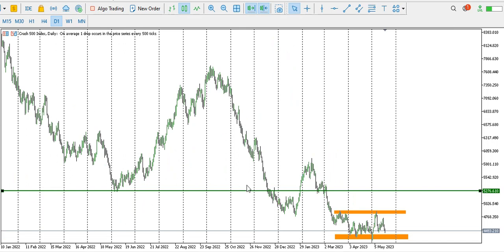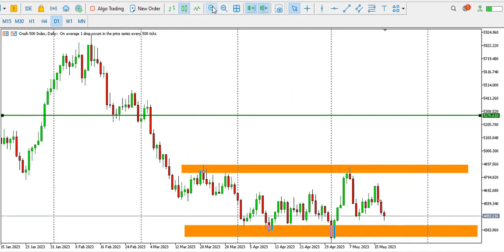Let's look at Crash 500 index. What do we have on the daily time frame? Crash 500 index has been ranging, and the overall trend is still bearish. Although it has been ranging for some time, for more than a month, a couple of months. This is a daily time frame, and it's been ranging.